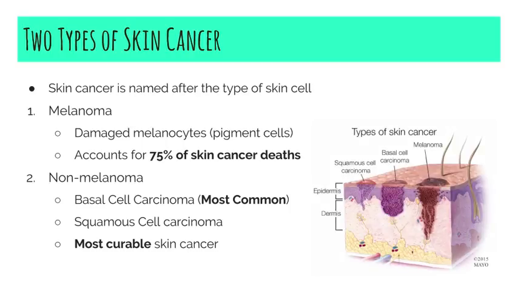There are 2 types of skin cancer. Skin cancer is named after the type of skin cell. Melanoma is caused by damaged melanocytes, which are pigment cells, and it accounts for 75% of skin cancer deaths. Non-melanoma cancer includes basal cell carcinoma, which is the most common skin cancer, and squamous cell carcinoma. Overall, non-melanoma is the most curable skin cancer.